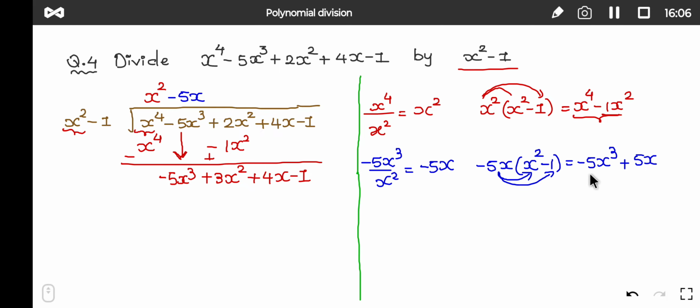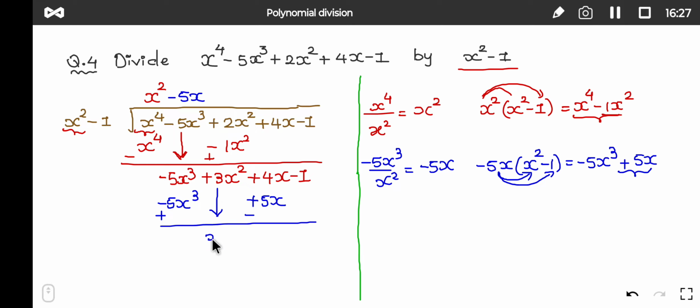Okay, again the same thing: minus 5x cube, we will write down here, minus 5x cube, and the next term we are getting is plus 5x, the x term, so we have to write down plus 5x here. Change the sign, so this becomes plus, this becomes minus. So in the middle one term is remaining, so we write it as it is, 3x square, then 4x minus 5x, which is minus 1x, and this minus 1 as it is.